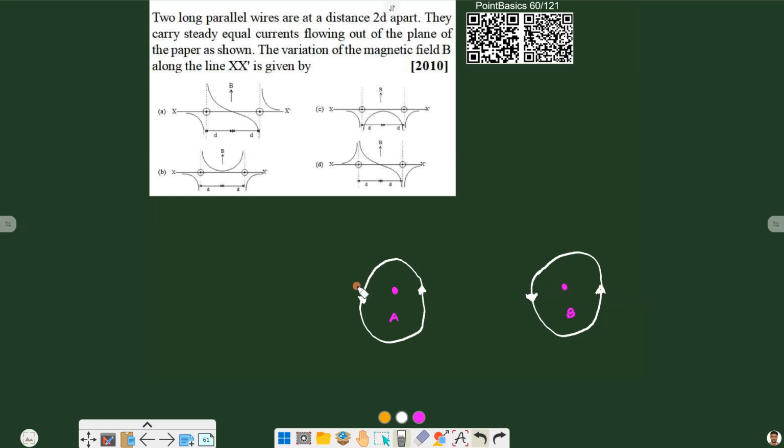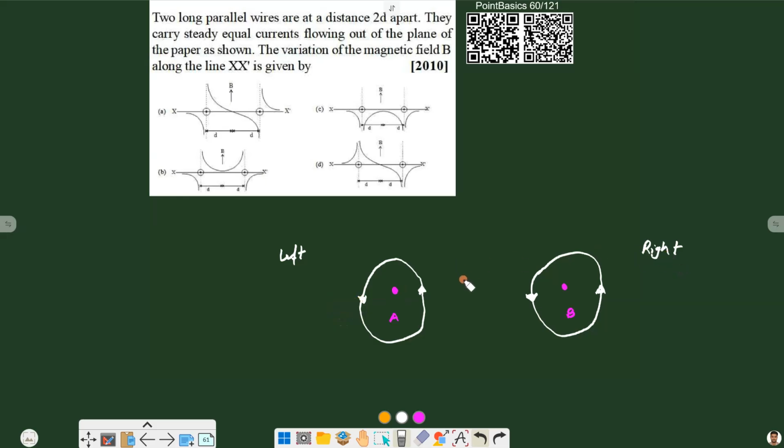So we can see that this is the left side and this is the right side. On the left side, if we consider downward magnetic field as negative, it will be negative, and on the right side it will be positive. Or we can choose the reverse: if we choose this as a positive field, then this will be a negative field.